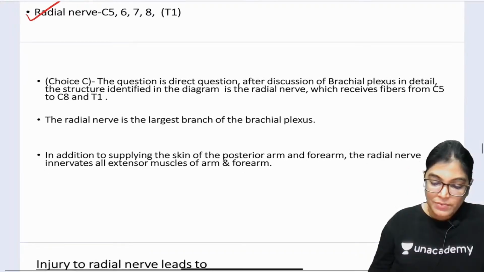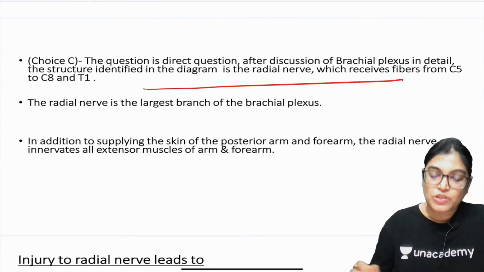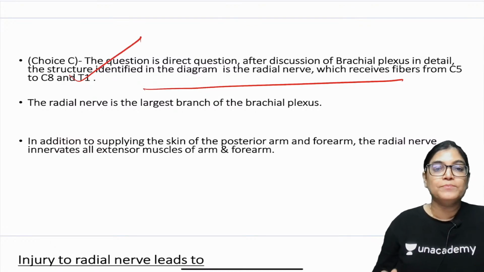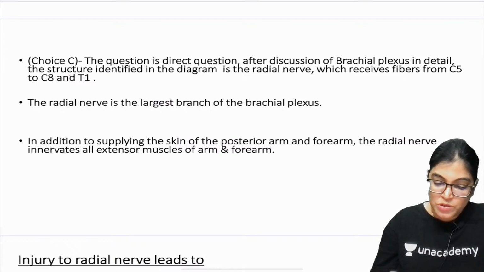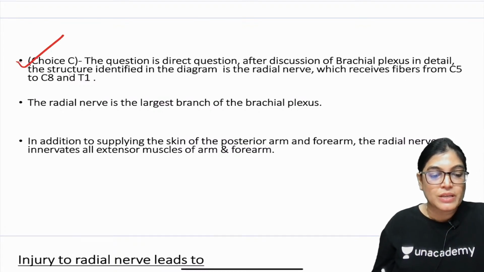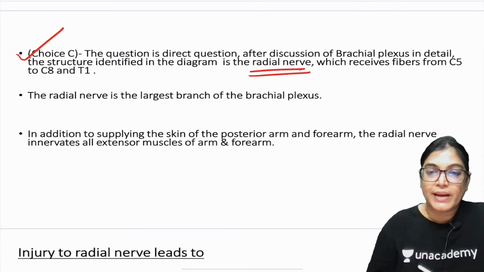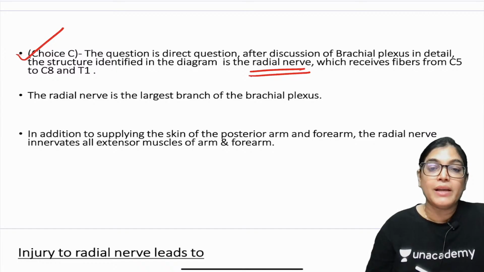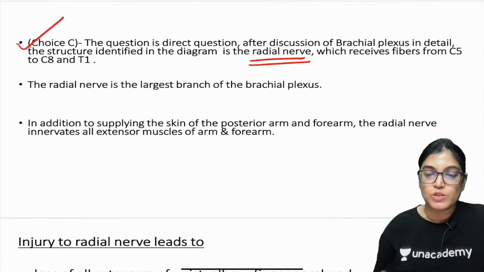So yes, we have done with this. The question is a direct question, and after discussion of the brachial plexus in detail, we can answer it. So this question which I have asked, question number 4, is clearly asking you for the identification of radial nerve. For identifying all the branches of brachial plexus, we have discussed the image and now we know all the branches of brachial plexus.